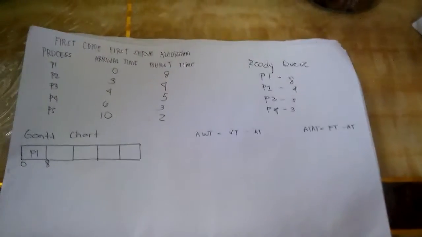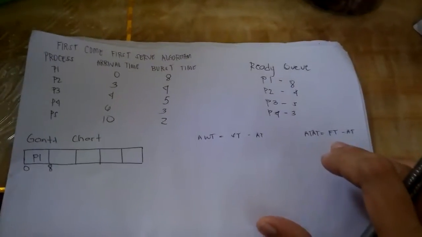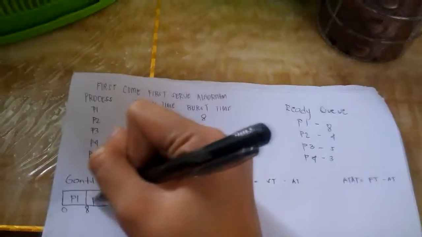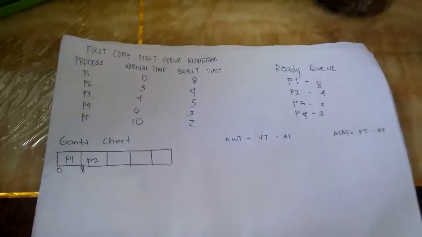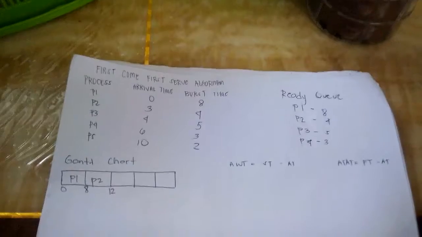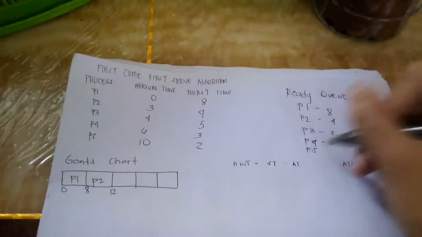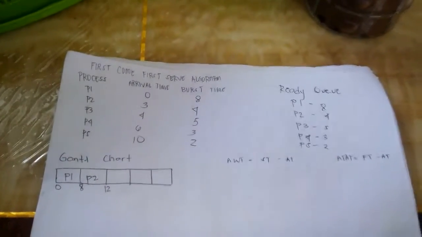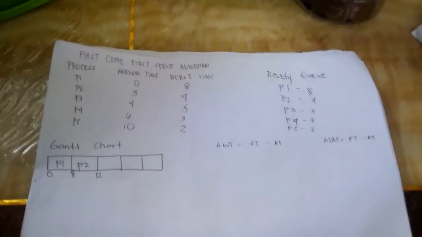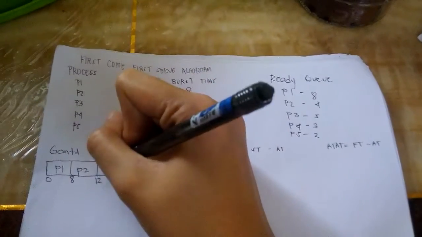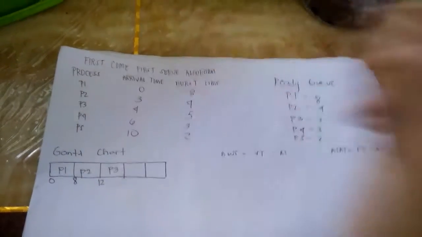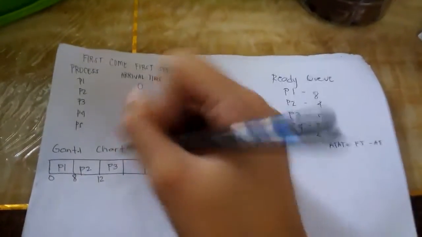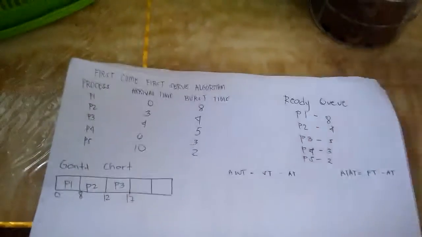So within the 3 processes, P2 has the earliest arrival time of 3, so it will be executed next. So P2 has a starting time of 8 and it will be finished at time 12. So at time 12, P5 has arrived with a burst time of 2. So the next process to be executed is P3 with a burst time of 5. So P3 starts at time 12 and finishes at time 17.